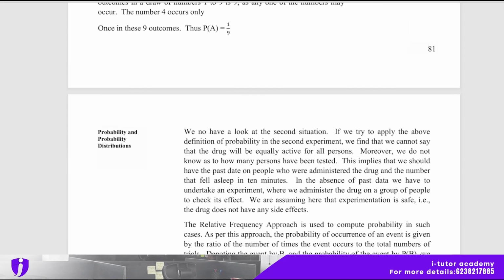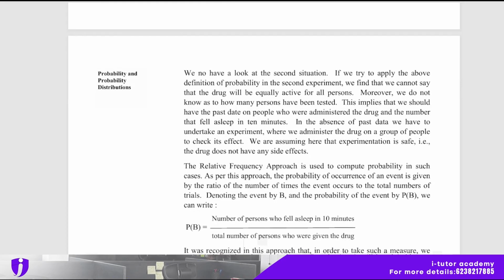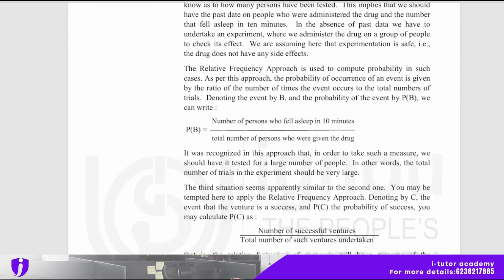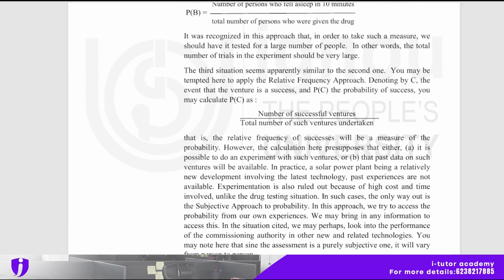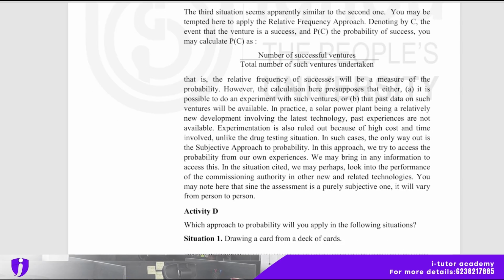we now have a look at the second situation also. In the first situation the outcome may be different, and in the second situation the outcome may also be different, right? And the number of persons who fell asleep in 10 minutes divided by the total number of persons, based on that formula we find the solution. And there is an activity also based on that.